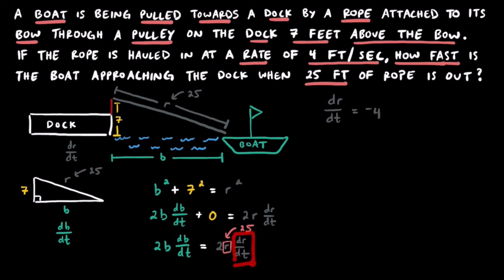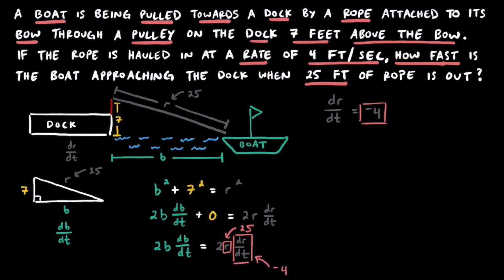Now another substitution we can make is the fact that we know that dr dt, this piece right here, is the rate at which the rope is changing. And we already knew that dr dt was equal to -4 because the rope length is going to be getting shorter and shorter as the boat gets closer and closer to the dock, right? So we can go ahead and take this -4, which is going to be the rate of change of the rope, and say that this dr dt is going to be -4.